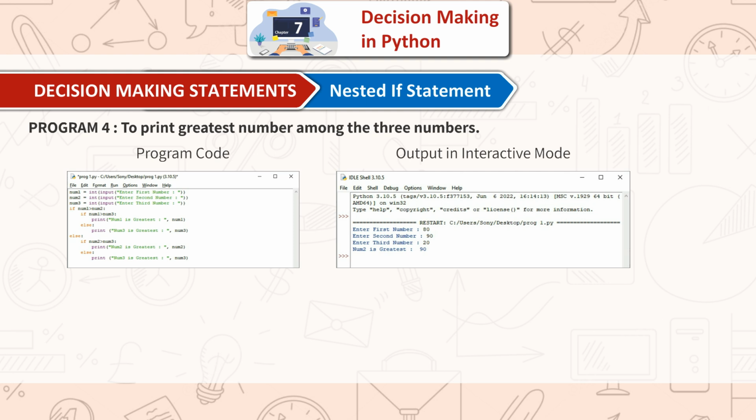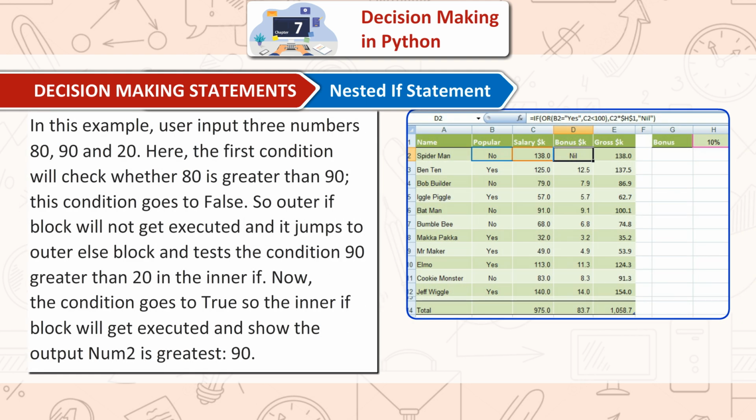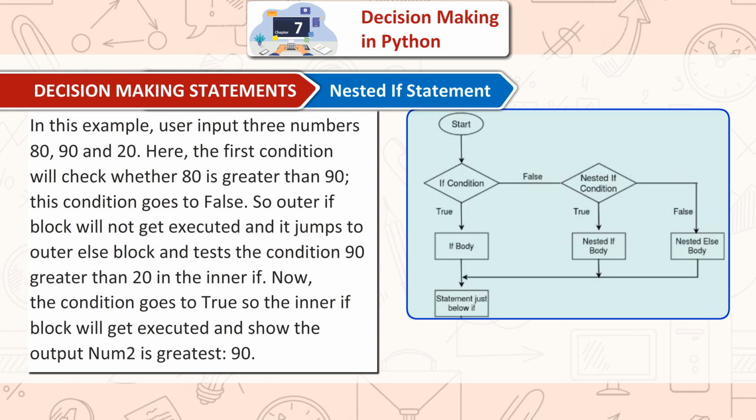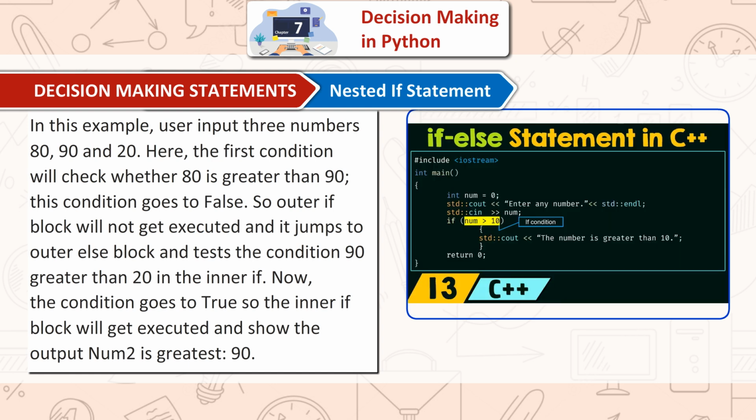Program 4: to print the greatest number among the three numbers. Program code. Output in interactive mode. In this example, the user inputs three numbers: 80, 90 and 20. Here, the first condition will check whether 80 is greater than 90. This condition goes to false. So the outer if block will not get executed and it jumps to the outer else block and tests the condition 90 greater than 20 in the inner if. Now the condition goes to true, so the inner if block will get executed and show the output: number 2 is greatest, 90.